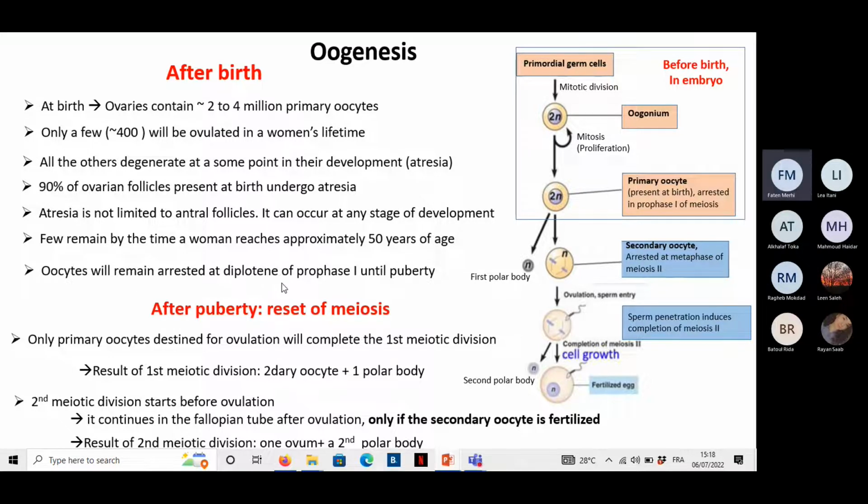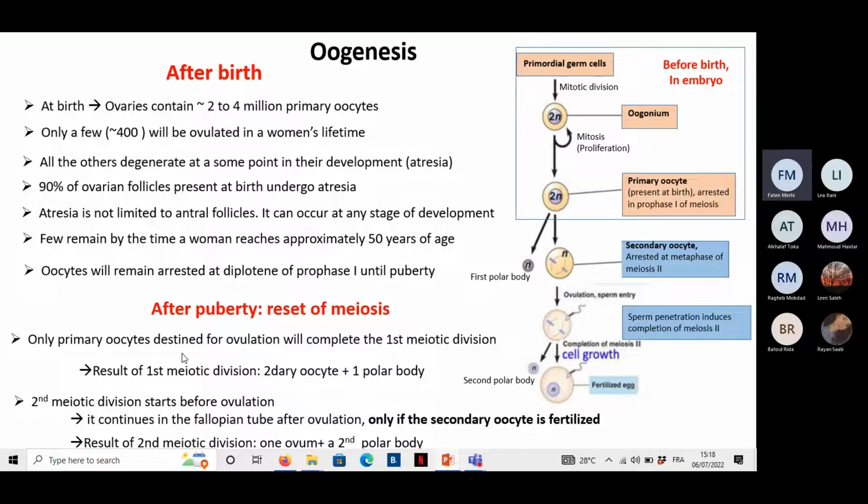And the oocyte will remain arrested at diplotene of prophase 1 until puberty. As we have said, at birth they have primary oocytes. Those primary oocytes are arrested at meiosis 1, and they will remain arrested until puberty. At puberty, not all of them will resume the meiosis. At each menstrual cycle, only one selected ovarian follicle, one selected oocyte will resume the meiosis, and the others will not be able to resume it. So only the ovarian follicle or the oocyte destined for ovulation will resume the meiosis.